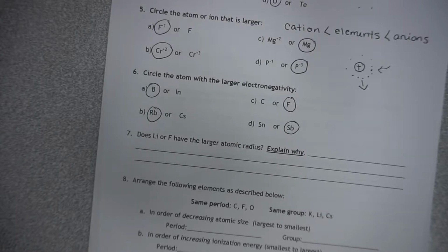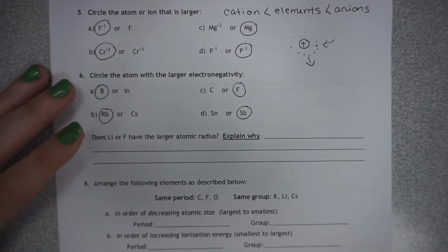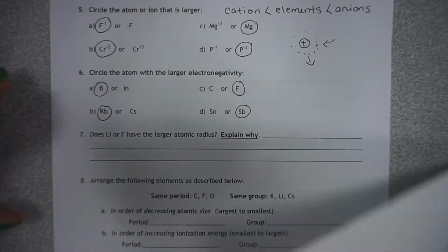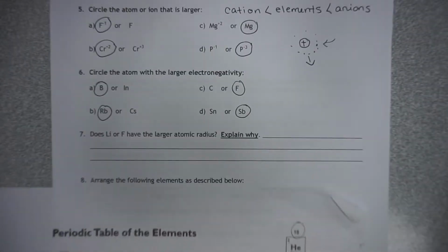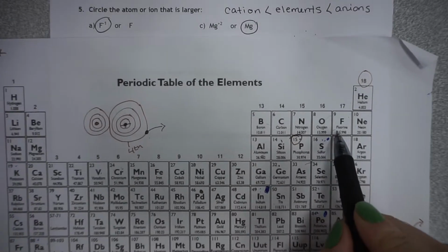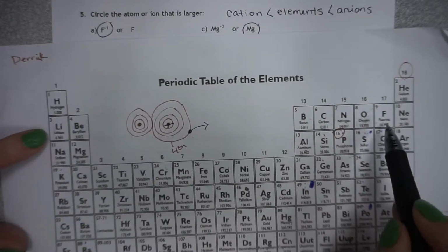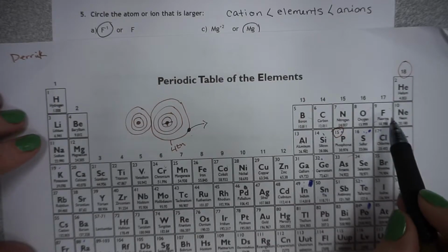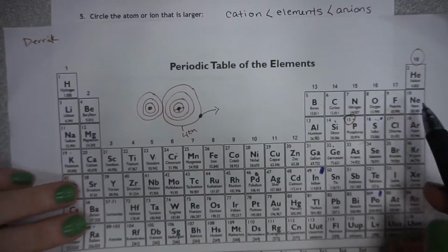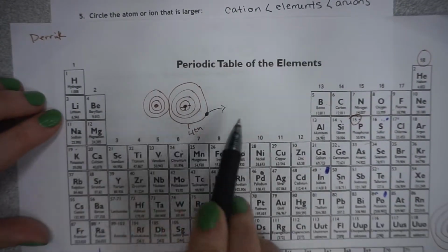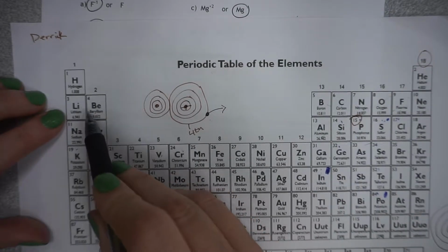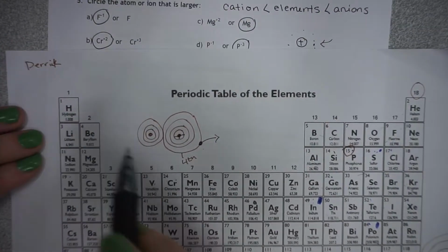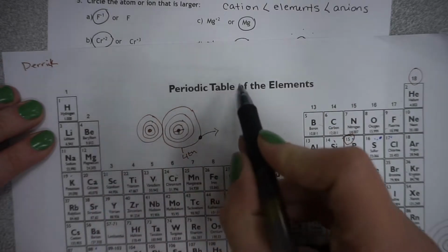Okay, the next question says, does lithium or fluorine have the larger atomic radius, and explain why? So lithium or fluorine, we're here or here. Atomic radius gets smaller as you go to the right. So lithium will have the bigger atomic radius, and that's because as you go to the right, you add protons.